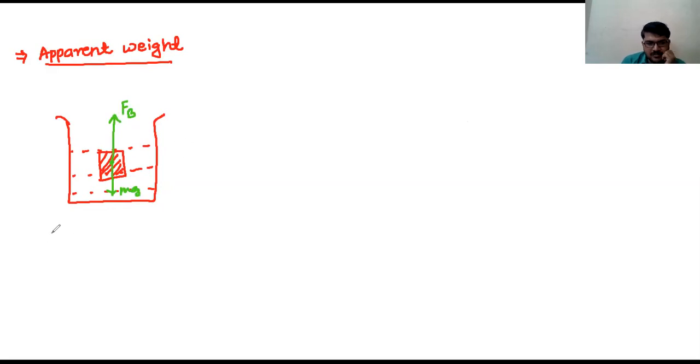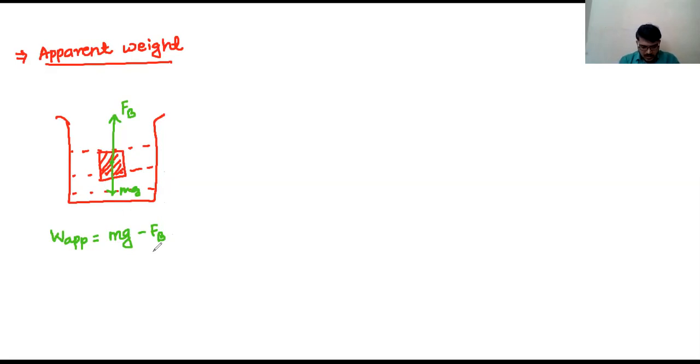Or I am writing like this: W apparent is equal to mg minus buoyant force. Why? Because actual weight is mg. Some force which liquid will exert on that object, it will be in opposite direction, that is in upward direction. So that's why when we are inside a liquid, we will feel less weight, right or wrong? That is due to buoyant force. And in this case, apparent weight is what? Mg minus Fb.